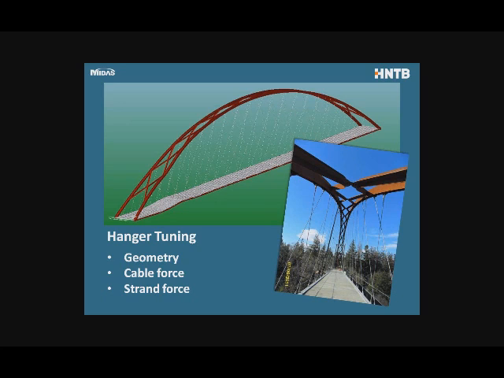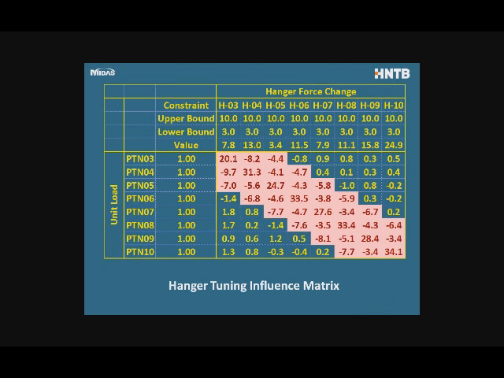So you can create an influence matrix to determine how each unit load case affects the adjacent cables and adjacent geometry. For example, if we look at that first row, the load case PTN03, if that gets tensioned by 1 inch, that particular cable picks up another 20.1 kips, but the adjacent cables pick up compression, minus 8.2, minus 4.4 kips. And then this affects geometry as well. So it's a huge analysis problem.